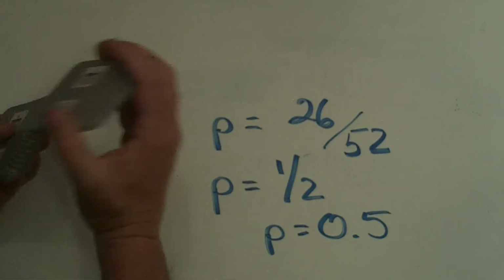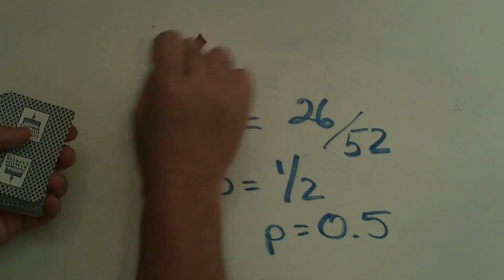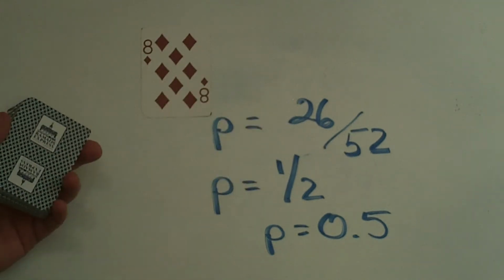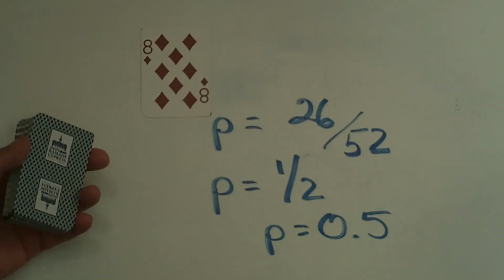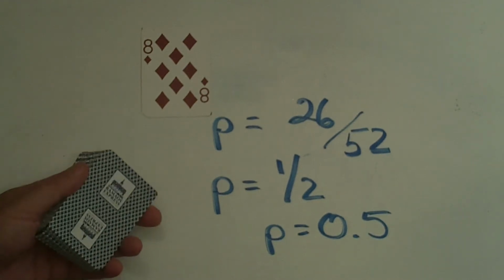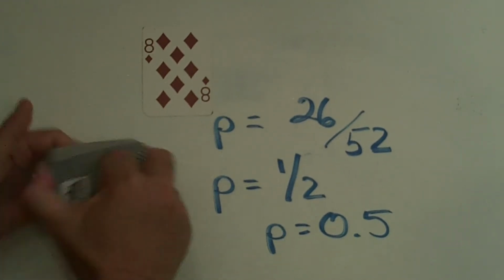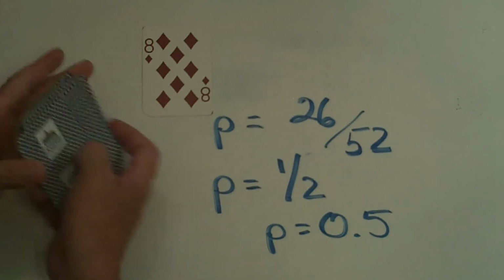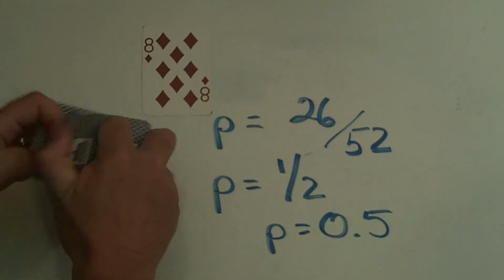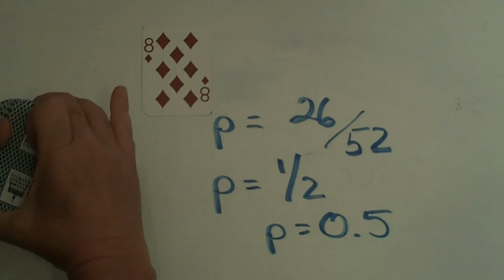Now let's say I draw a red card from the deck. What is the probability that the next card that I'm going to draw is going to be a red card? Now I'm not going to replace this one. Shuffle the deck up and cut it.